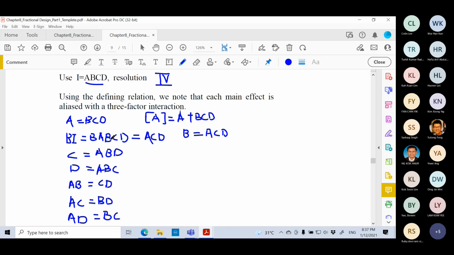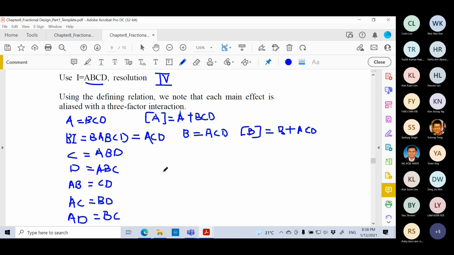So here is the alias structure. We can write out B will be equal to B plus ACD. If we calculate the effect of B, actually you are calculating B plus ACD. Similarly for factor C and factor D. If you calculate the effect of AB, actually you are calculating the effect of AB plus CD. So this is the alias structure.